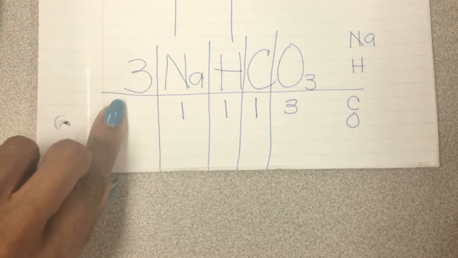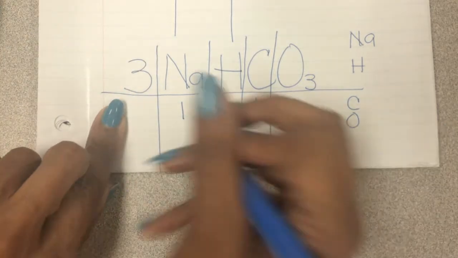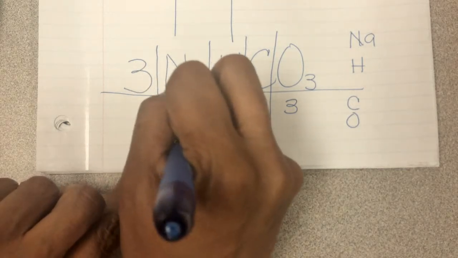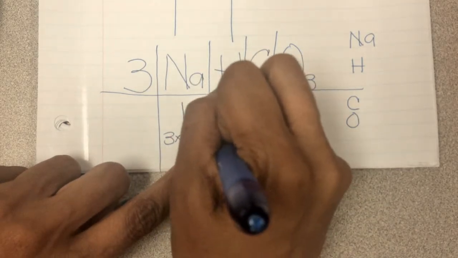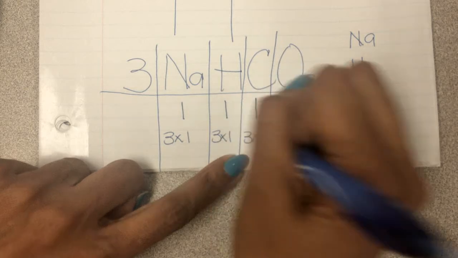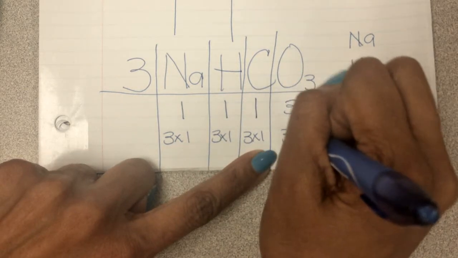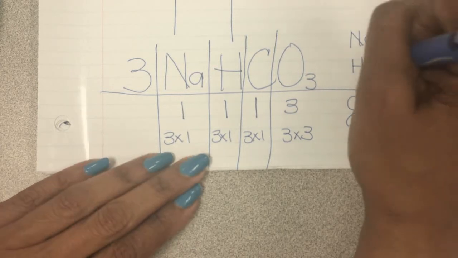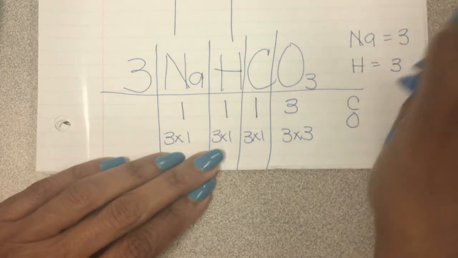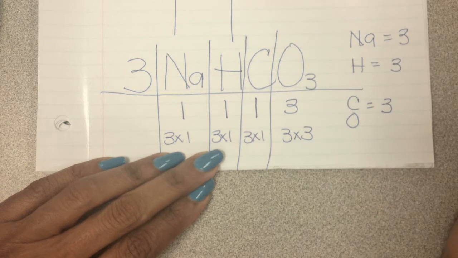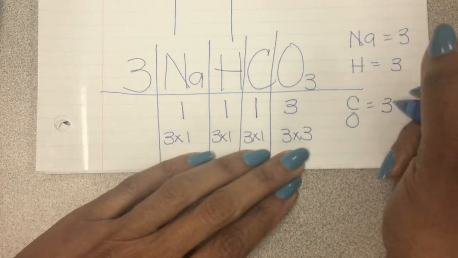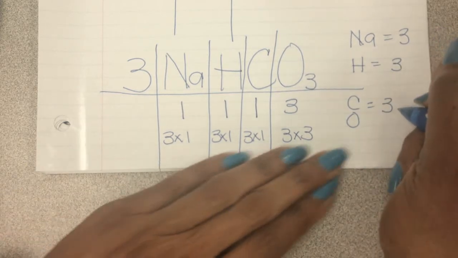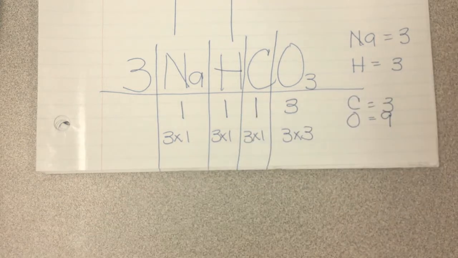Okay, so now I have to multiply my coefficient by each subscript. So 3 times 1, 3 times 1, 3 times 1, and 3 times 3. So my total atoms of sodium is 3. I have 3 atoms of hydrogen, 3 atoms of carbon, 9 atoms of oxygen.